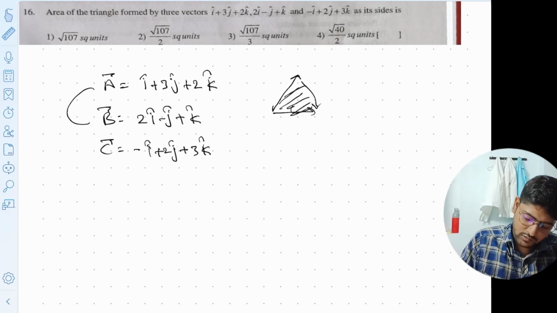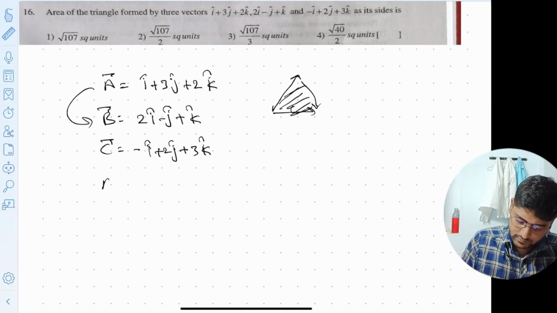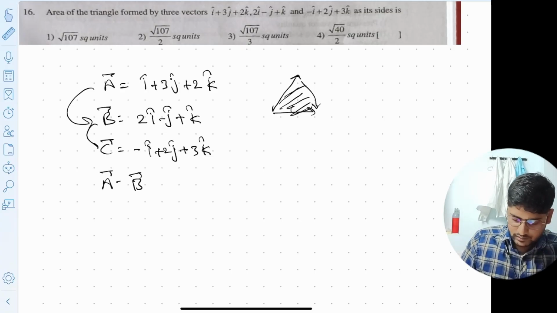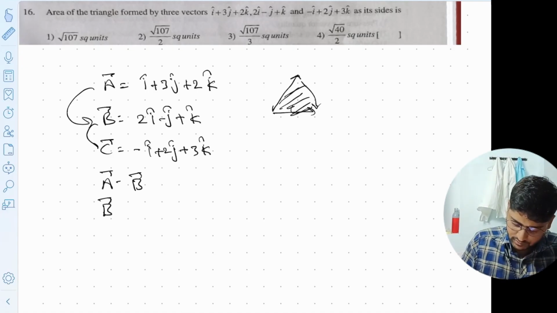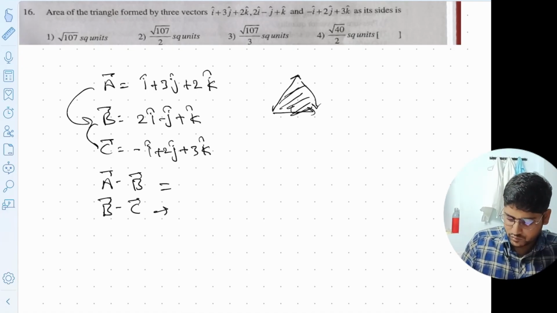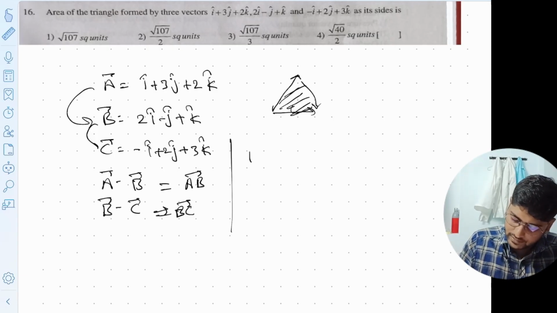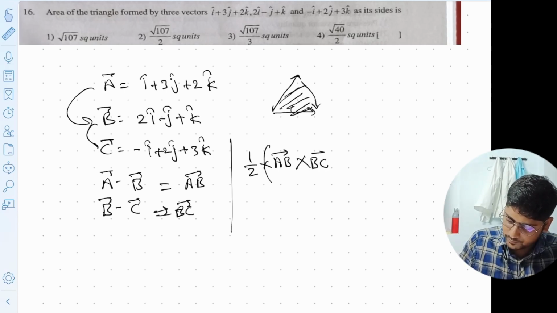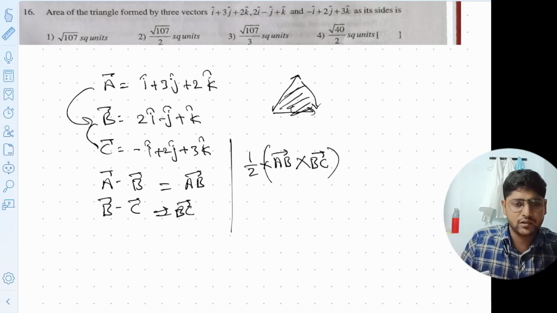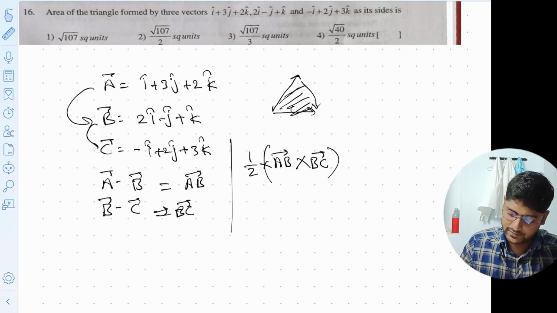First you take one side, suppose vector A minus vector B. The next side you can take is vector B minus vector C. Suppose this is the AB vector and this is your BC vector. Once you have these, your area will be half into the magnitude of AB vector cross BC vector.